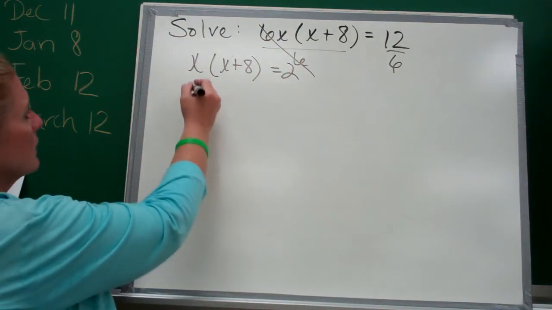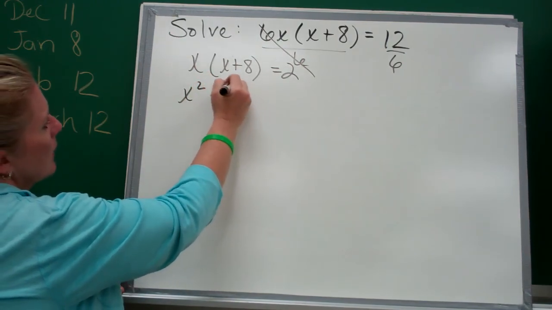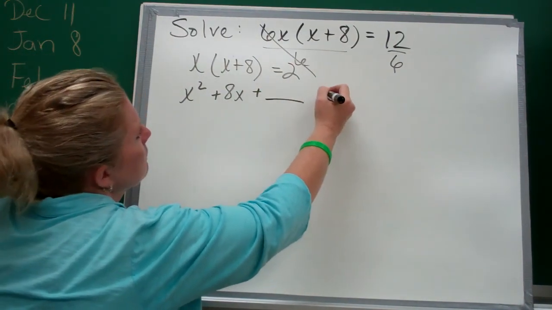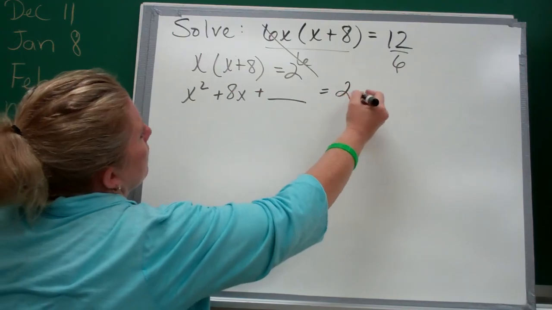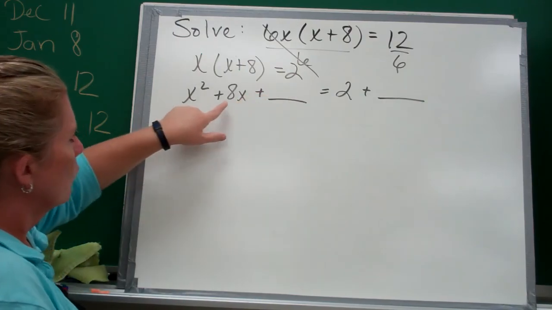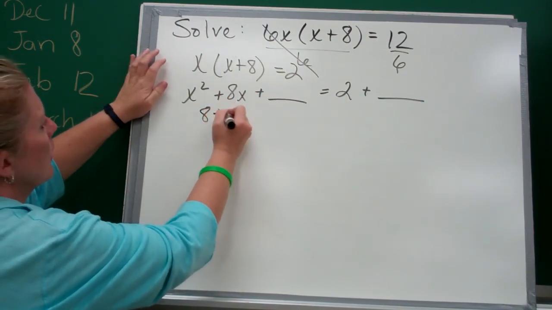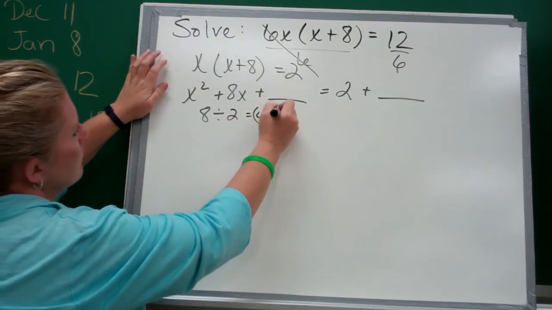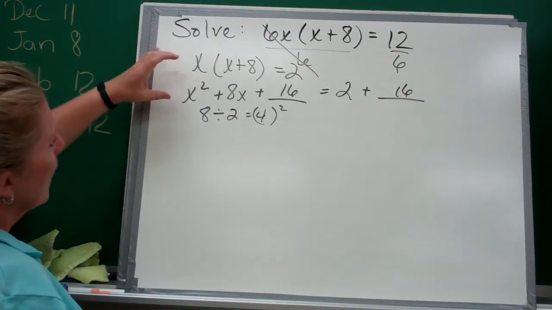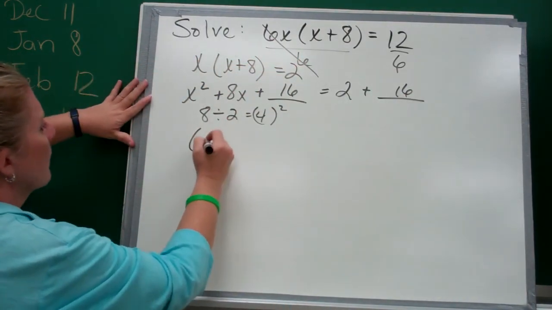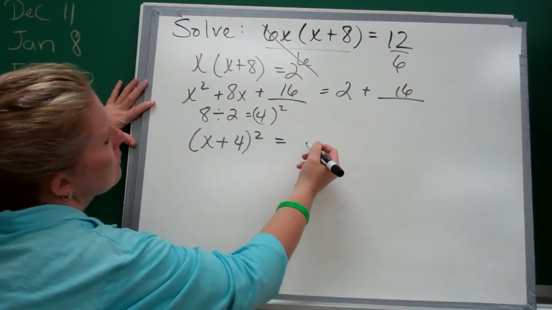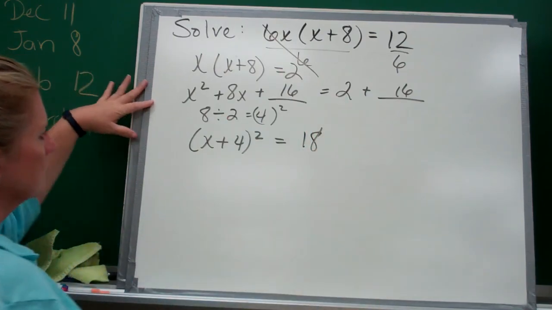Now distribute the x. X squared plus 8x. And we are going to complete the square on this, so plus something. It's going to equal 2 plus something. What are we going to add? Well, b over 2. 8 divided by 2 is 4. Square it. So we're going to add 16. Now, factor. x plus 4 squared equals 2 plus 16, which is 18.